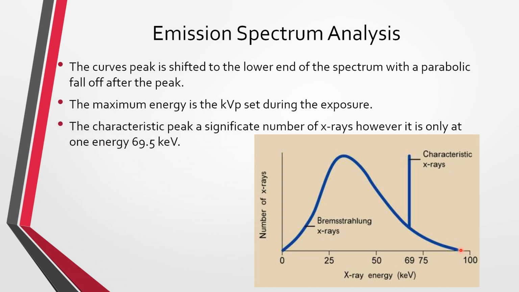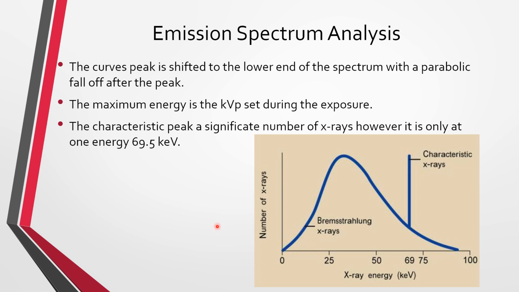The characteristic peak is a significant number of X-rays. However, it's only at one energy, and that's how we represent it. It's only at 69. Those are the only ones of interest. All these lower peaks that were in here, they just get added to this Bremsstrahlung. The really low energies aren't of use to the final image, so we filter those out. We use a filter.